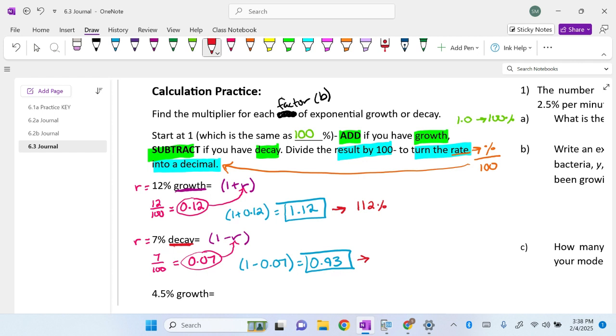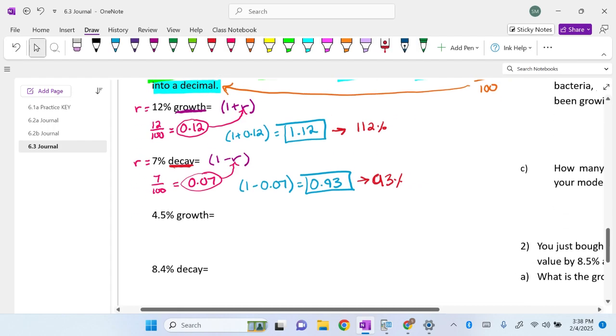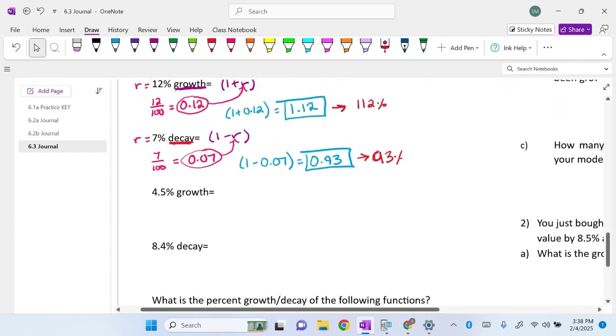And that means here, this would be a decaying factor of 93%, which you may see occasionally. But typically, the decimal answers will be what you want. So with these two, I'm going to go rather quickly.